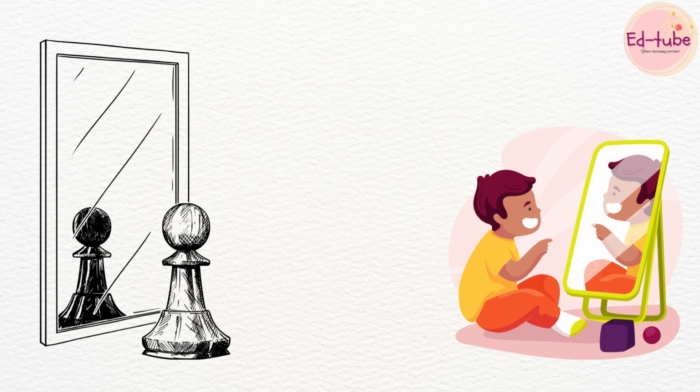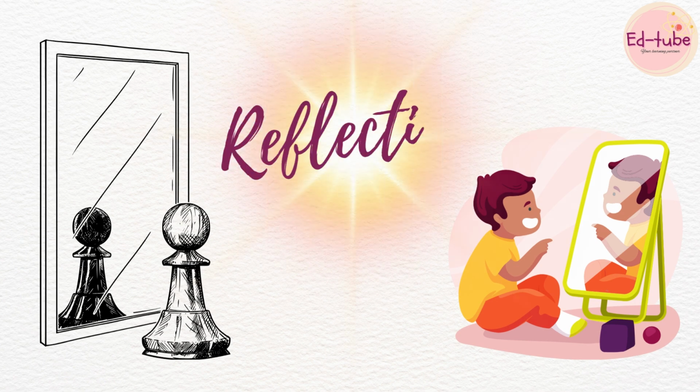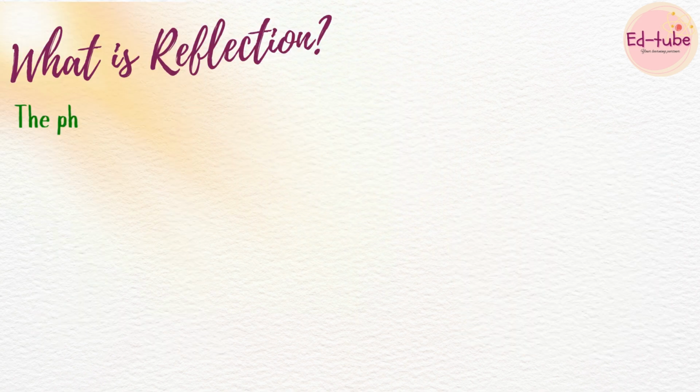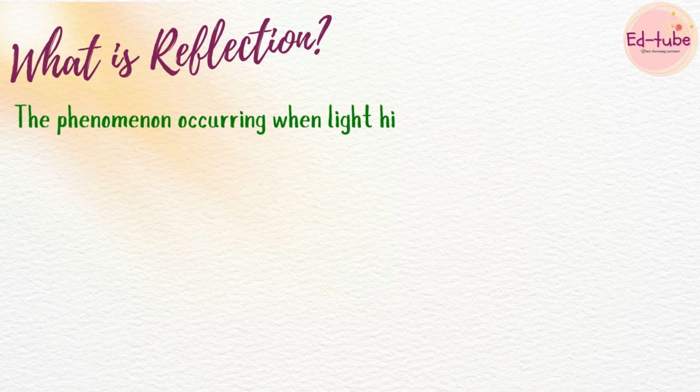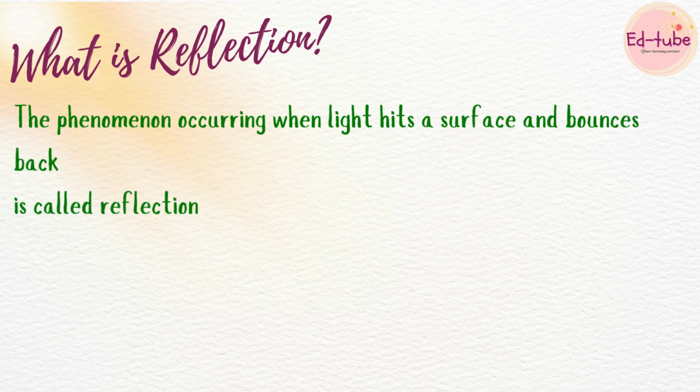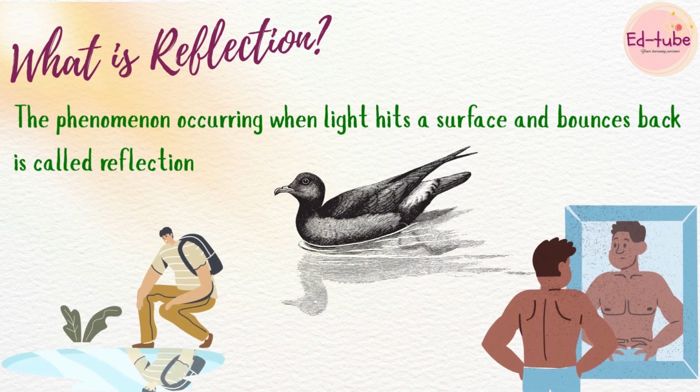Have you ever looked into a mirror? What do you see? That's right, you see yourself. What do you call it as? That's reflection. When light hits a surface, it bounces back. This is called reflection. It's just like throwing a ball against a wall and it coming back to you. Reflection happens with all kinds of surfaces, not just mirrors.